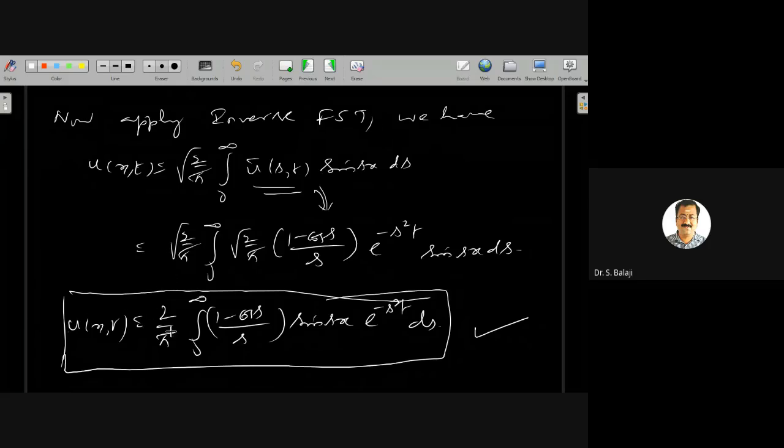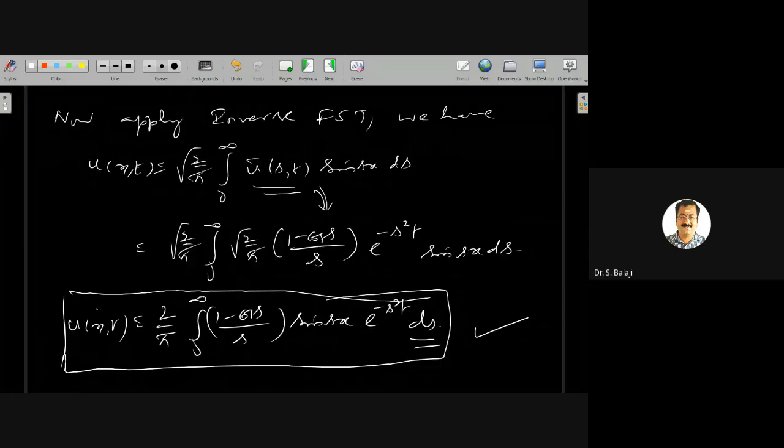Root of 2 by pi, you take it outside here. Therefore, u of x comma t is equal to root of 2 by pi, integral from 0 to infinity of (1 minus cos s) by s, sin s x, e power minus s square t, ds. You have to integrate with respect to s only. Therefore, this is the general solution here.